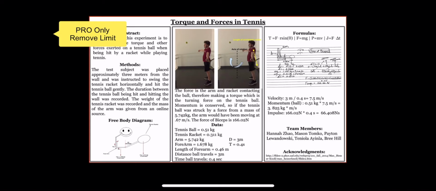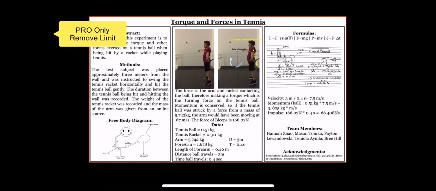With these equations, we found that the ball was traveling at a velocity of 7.5 meters per second with a momentum of 3.825 and an impulse of 66.408. We also found that Mason's arm was going at a velocity of 0.67 meters per second and had a force of about 166.02 newtons. All these values were found using the formulas listed, and all of the work is right below the formulas, as you can see on how we found these answers.